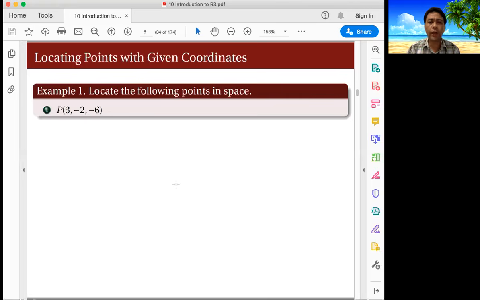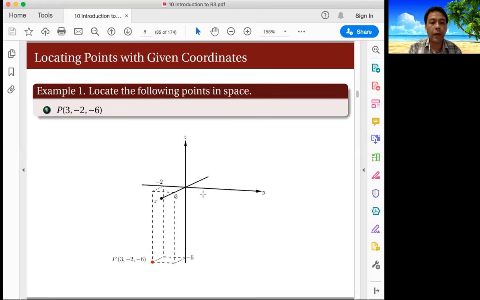So for example, locate the following points in space. Firstly, we travel along the positive x-axis 3 units, and then parallel to the negative y-axis 2 units, and then parallel to the negative z-axis, or we go down 6 units, and we get the point (3, -2, -6). Another point, Q: we go on the negative x-axis 4 units, and then parallel to the y-axis 3 units, and then going down 5 units, we get the point Q.